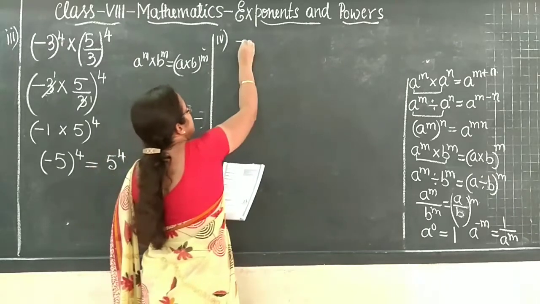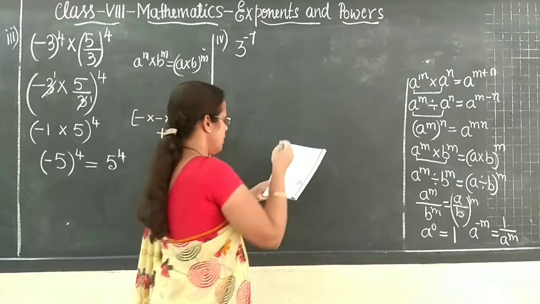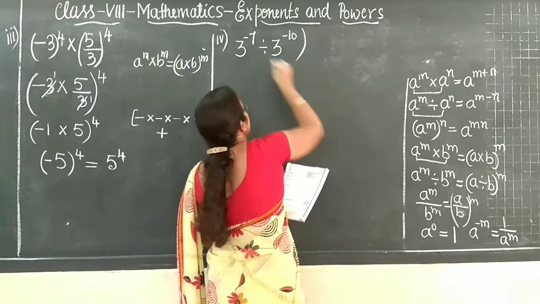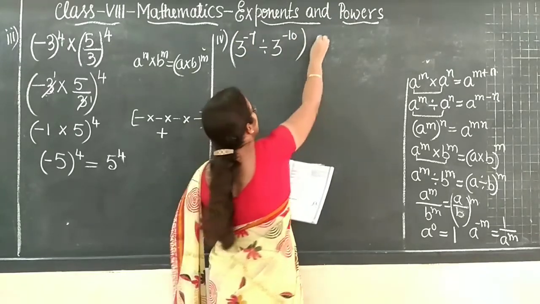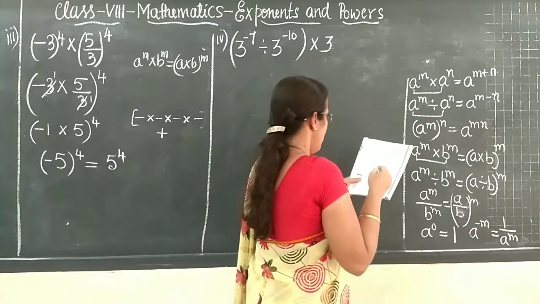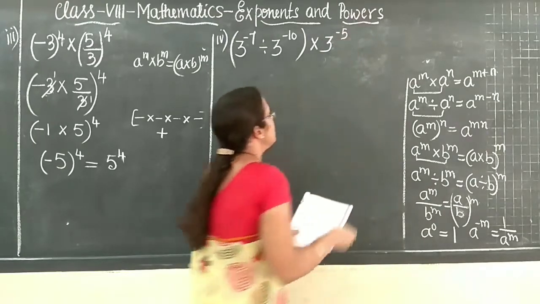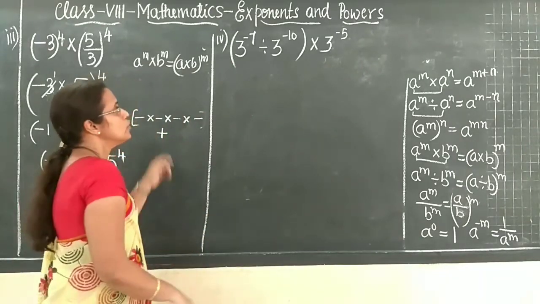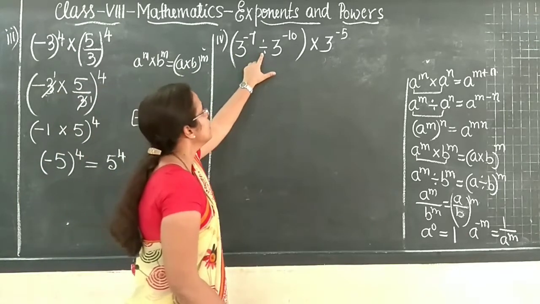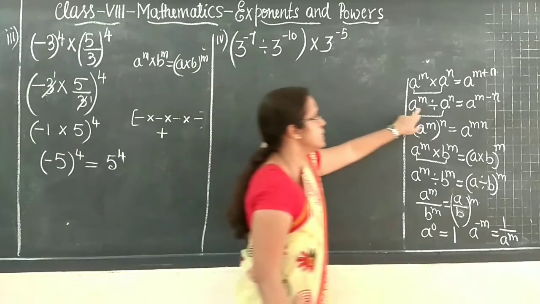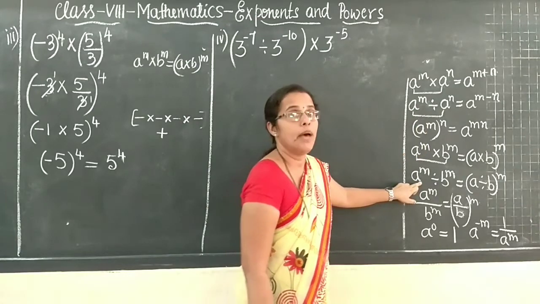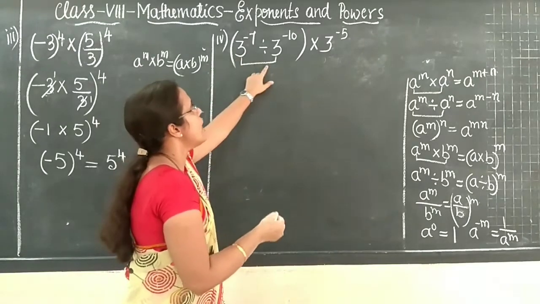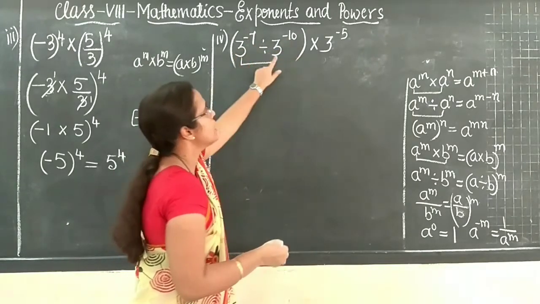See there. 3 to the power minus 7 divided by 3 to the power minus 10, into 3 to the power minus 5. By practice only you can do this. You have to understand which law we have to use. Okay, division is there. Division means this law can be used. But the bases are the same. Bases are the same, powers are different.